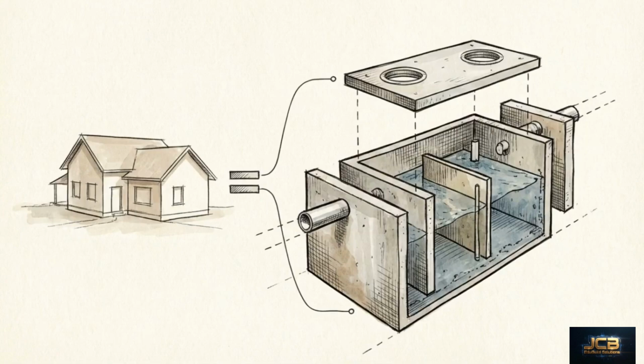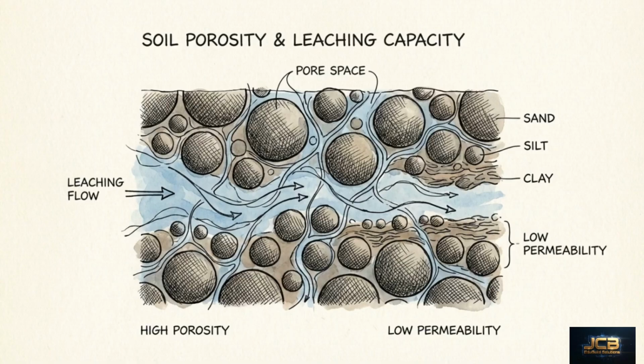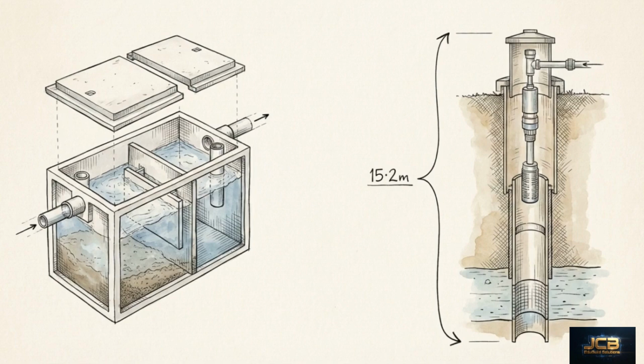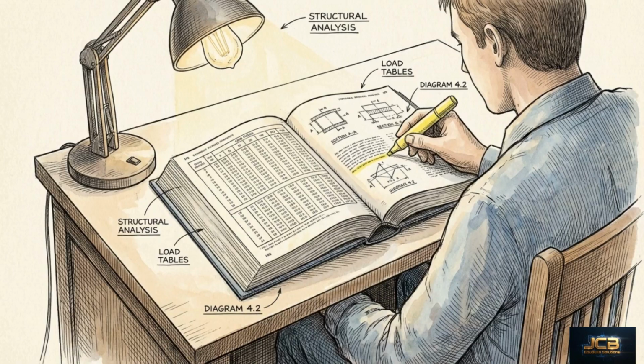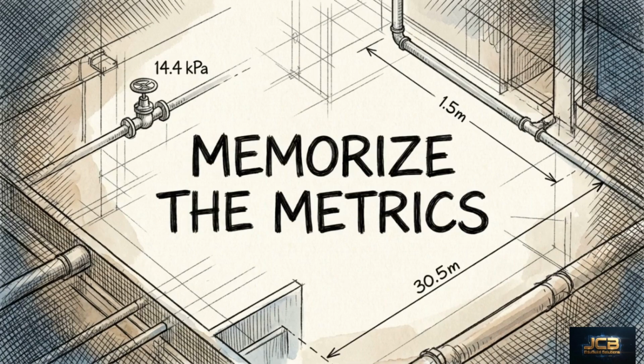The private sewage disposal system operates on strict dependencies. Occupancy volume dictates the tank capacity. Soil porosity dictates the leaching area, and physical clearances guarantee environmental safety. As you prepare for the board exam, continue drilling these numerical thresholds. The code compliance modules demand the absolute recall of every precise capacity, depth, and distance we've covered.